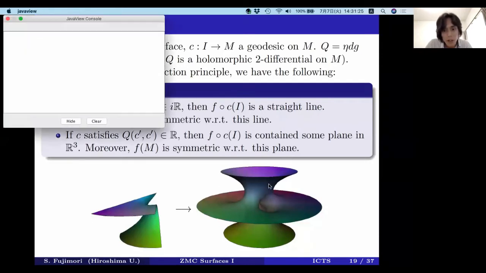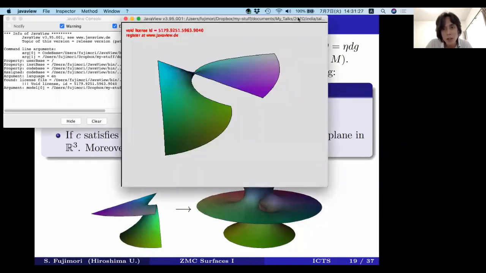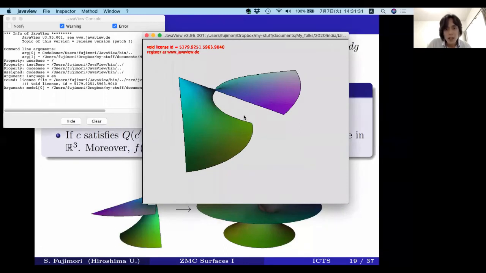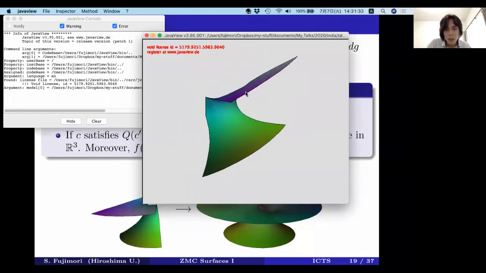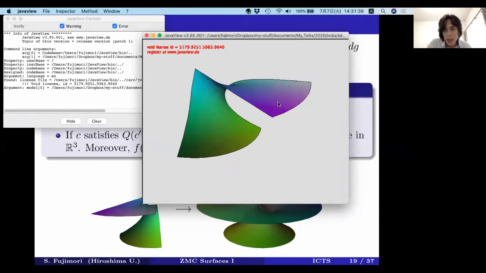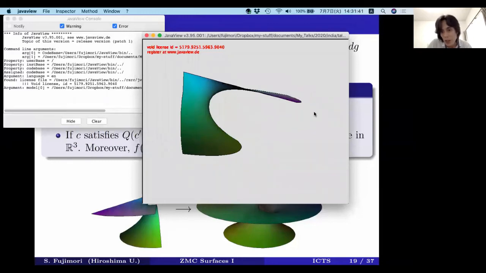Okay, this is the famous Costa's minimal surface. This is 1/8 of Costa's surface. This is the end of the surface. This is a planar end, so it goes to infinity like a plane. And this is also an end, so this goes to infinity like a catenoid.